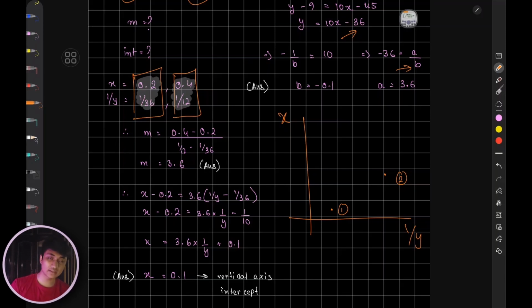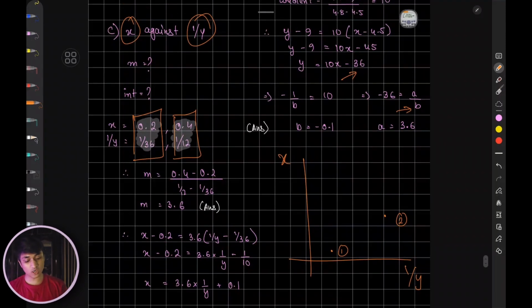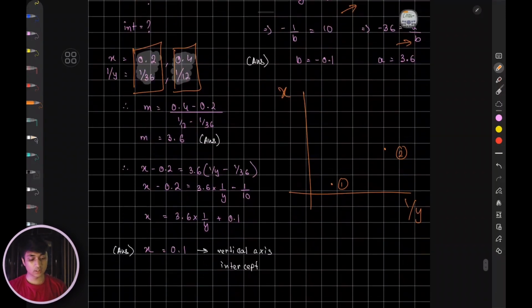It's going to help me find out the gradient, and it's going to ultimately help me form an equation to find the y-intercept. So you're going to do the same thing. The only different part over here is I have found out two different sets of coordinates. I had to calculate the coordinates because 1 by y is not given to you. So what did you do? You found out 1 by y. Okay. So you took any two values and you found out 1 by y.